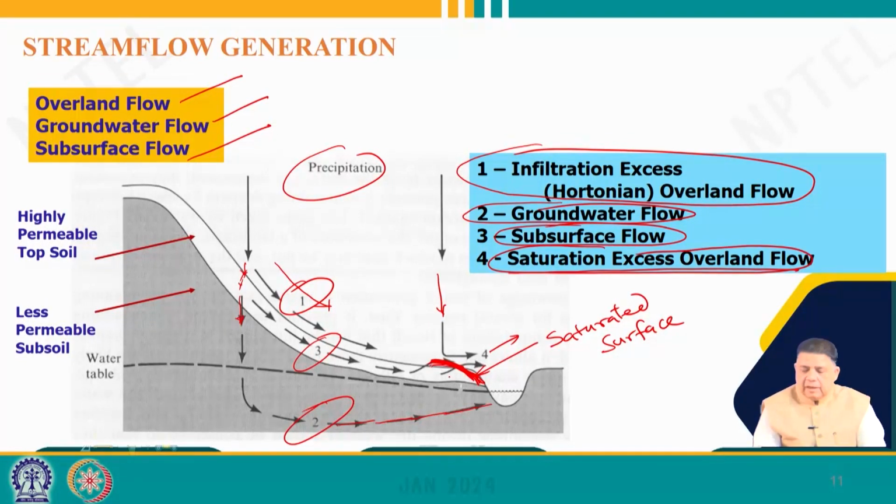So that means, I repeat, there are two types of overland flow. Infiltration excess or Hortonian overland flow occurs when precipitation satisfies the infiltration and water starts flowing on the surface. The other is saturation excess overland flow, when soil gets saturated from the bottom, and if the ground surface is saturated, then whatever precipitation occurs directly on this saturated part gets converted into overland flow, and that is saturation excess overland flow.